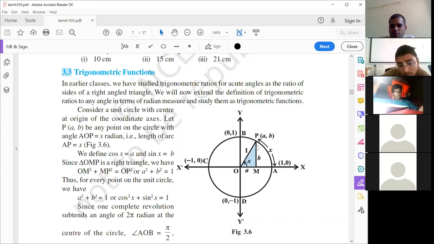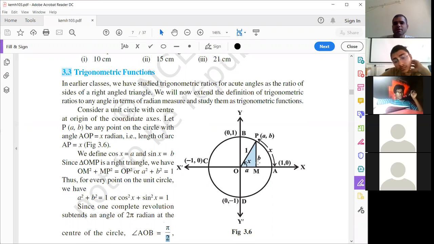So this length PM will be B, that is B units in the y direction, and OM will be A, A units in the x direction. If the angle between OM and OP is x degrees, then cos x is equal to A and sin x is equal to B.